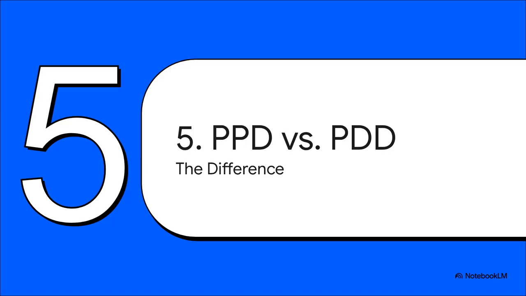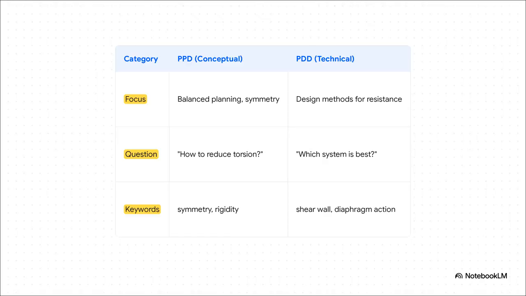All right, here's a pro tip for test day. Torsion is going to show up on both the PPD and PDD exams, but they test it in really different ways. And understanding this difference, that's key. Okay, listen up, because this is how you're going to unlock these questions.